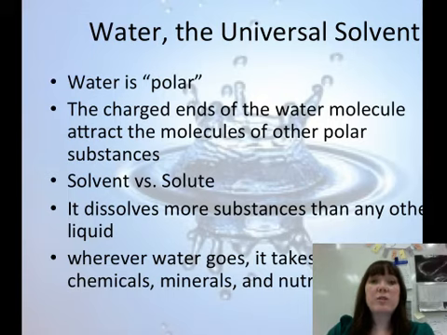Water is considered the universal solvent, and this is due to the fact that water is polar, it has those charged ends, and they attract the molecules of other polar substances. And so they're able to pull apart other molecules and dissolve them in water. And water dissolves more substances than any other liquid, which is why it's called the universal solvent. So wherever water goes, as we learn more about water in Chapter 2, we're going to watch it take along valuable chemicals and minerals and nutrients with it.